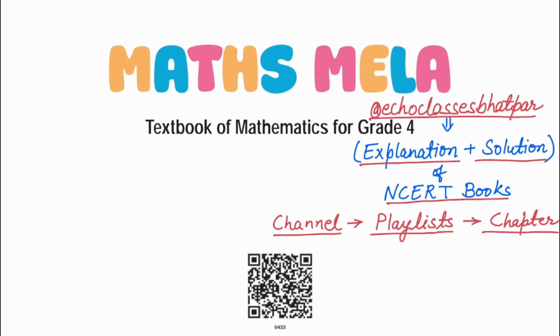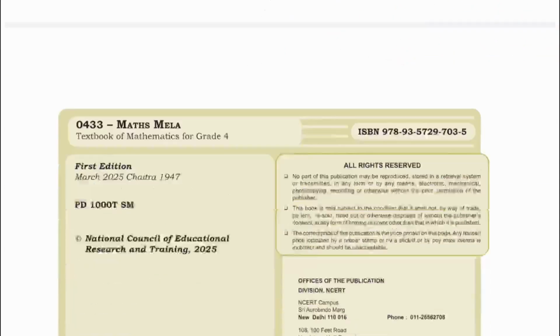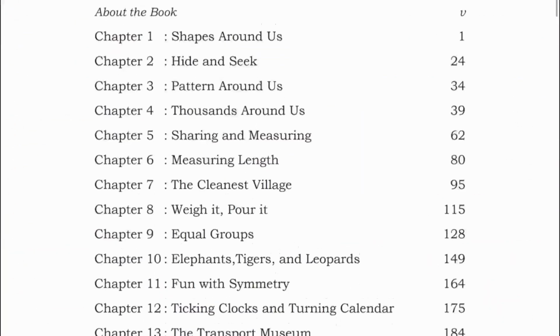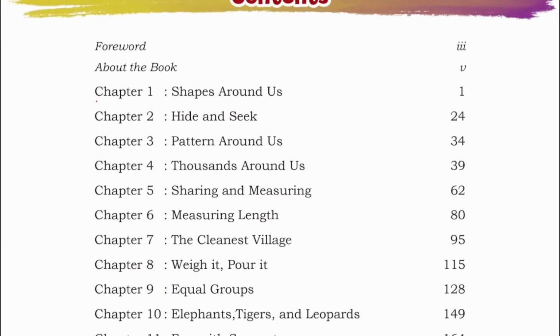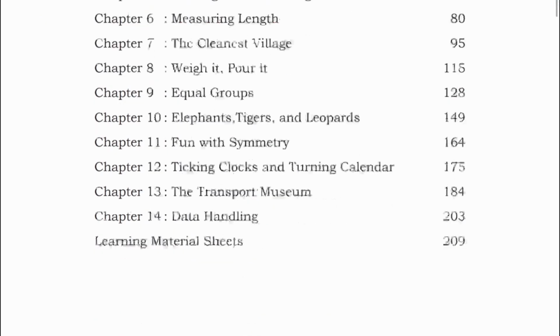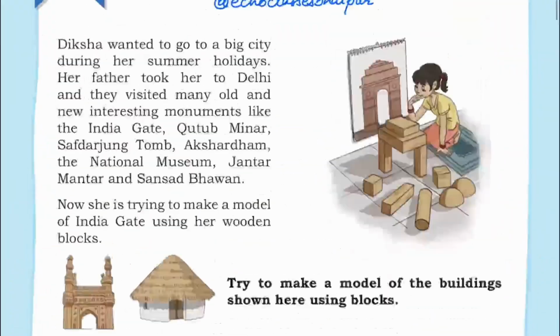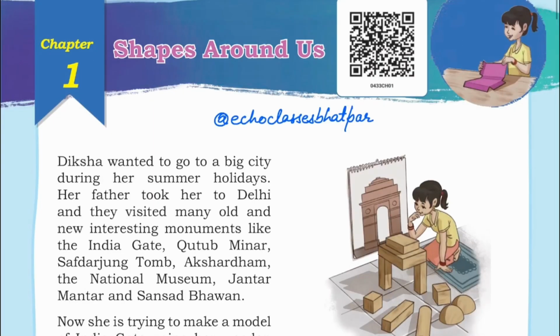Today, we will be reading Textbook of Mathematics for Grade 4 Maths Mela. Chapter 1 Shapes Around Us. Let's start Chapter 1 Shapes Around Us.